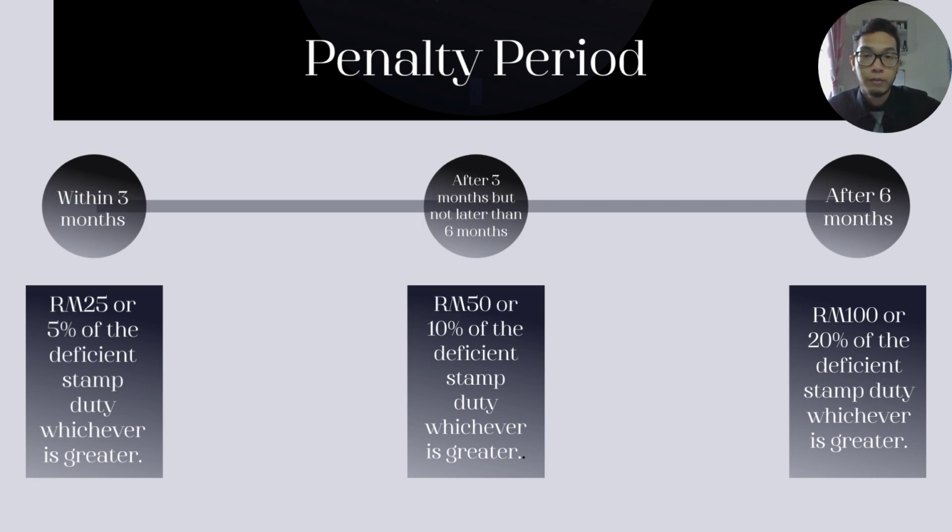Next, I will continue with the penalty period. The first one: if the instrument is stamped within 3 months after the deadline, the penalty is either RM25 or 5% of the deficient duty, whichever amount is higher. The next one: if the instrument is stamped after 3 months but within 6 months after the deadline, the penalty is either RM50 or 10% of the deficient duty, whichever amount is higher. And the last one: if the instrument is stamped after 6 months after the deadline, the penalty is either RM100 or 20% of the deficient duty, whichever amount is higher.